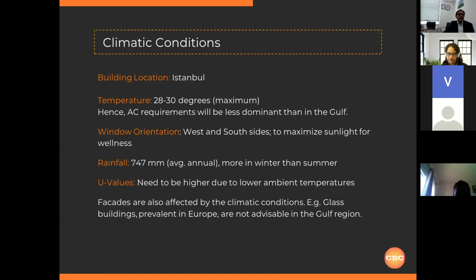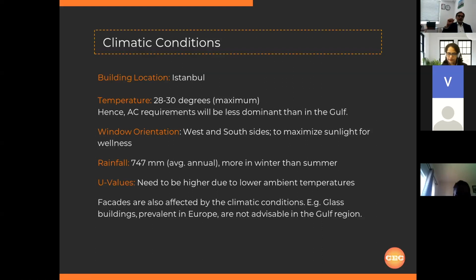Taking further to our particular project, Istanbul. Istanbul is just the gateway to Europe, so weather conditions are 20 to 30 degrees centigrade. Unlike Dubai, I was mentioning earlier, where we get temperatures of about 46 to 50 degrees centigrade in the summer. So in such cases, we need AC.